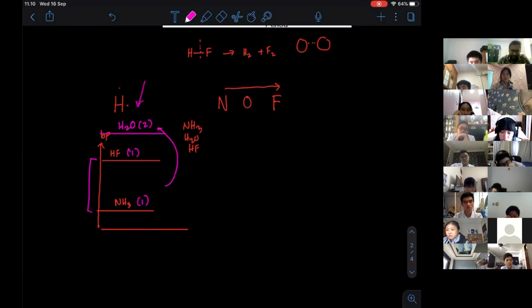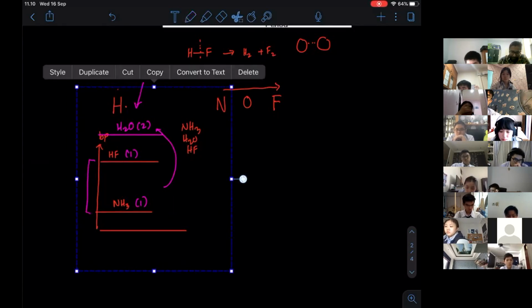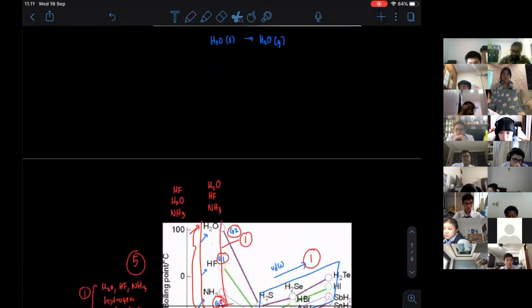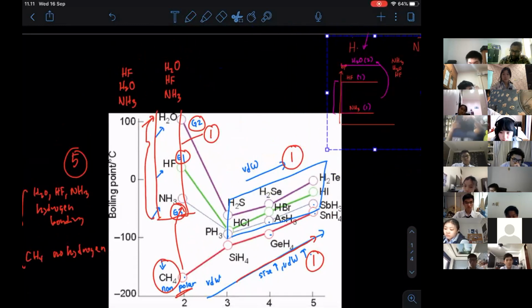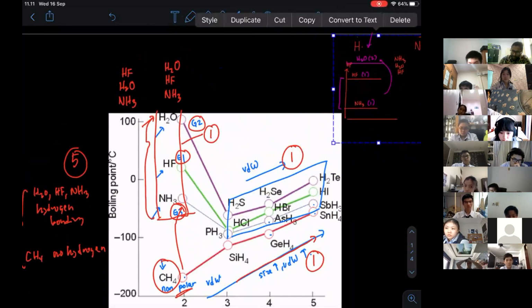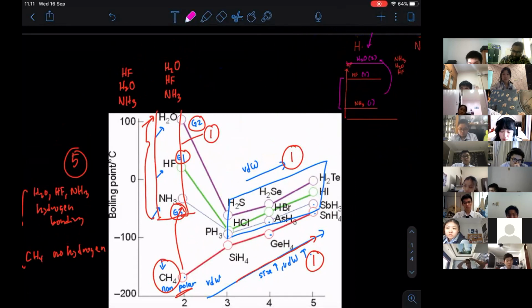But water, on the other hand, because it has two hydrogen bonds, more hydrogen bonds over there, will give rise to stronger hydrogen bonding. Coming back to this question, it will match what we have discussed: water is going to be the highest, compared to HF, and ammonia is going to be the lowest.